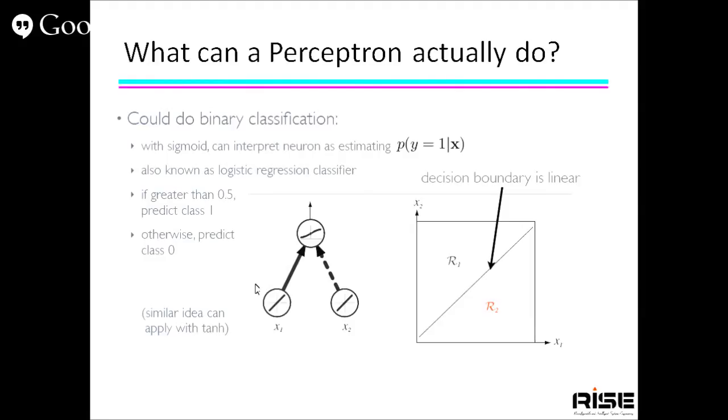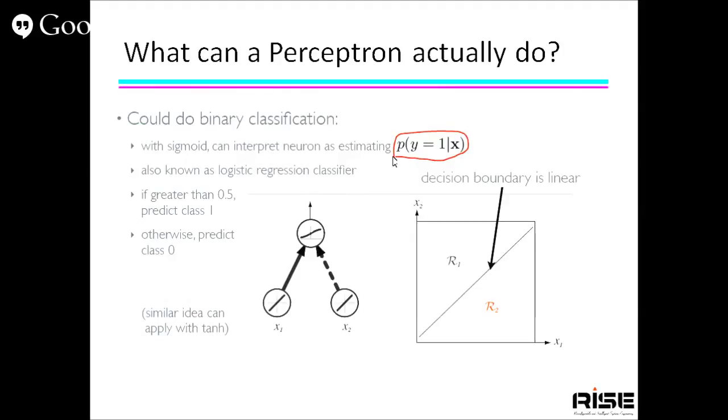Now we'll try to answer the question: what can a perceptron actually do? There was a doubt by, I guess, Sai: can this do only binary classification? Well, it could do binary classification. With a sigmoid unit, which gives you output in the range 0 to 1, you can consider the output as a probability. Whatever output you have, you can consider it as the probability of y equal to 1 given the input.